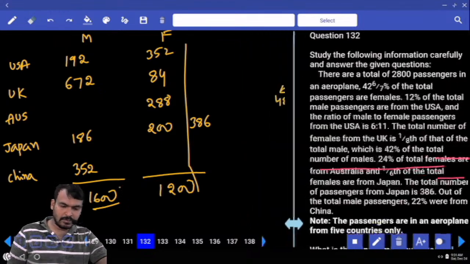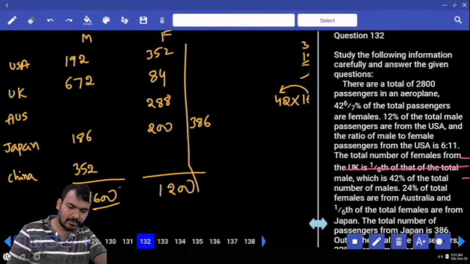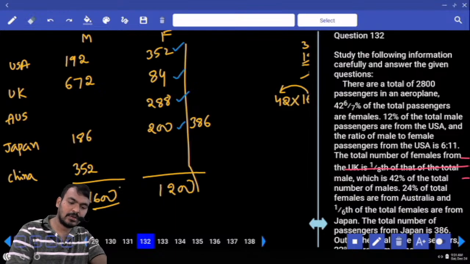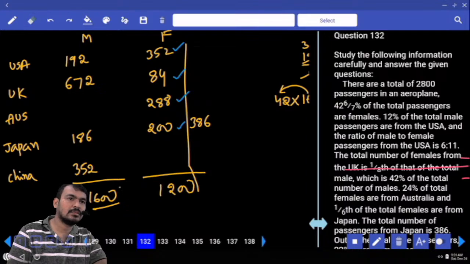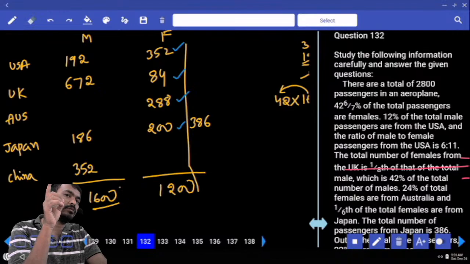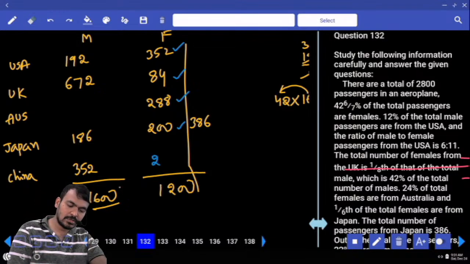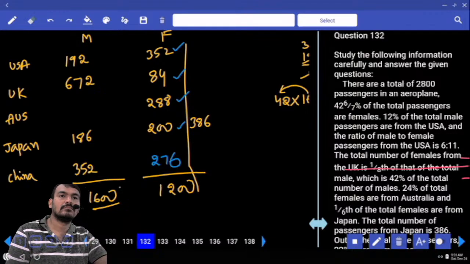First, all the female values are added. 352 plus 288. 640. 640 plus 200 is 840. 840 plus 84. 924. 924 compared to 1000, 76 less. 1200 compared to 1000, 200 more. 200 plus 76, 276.